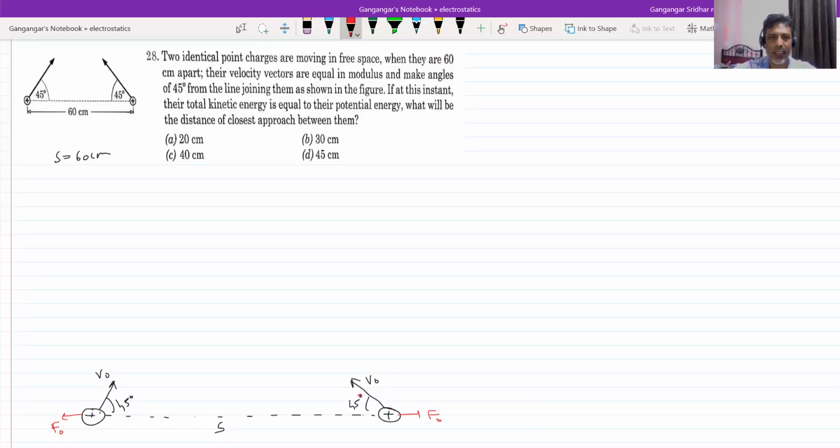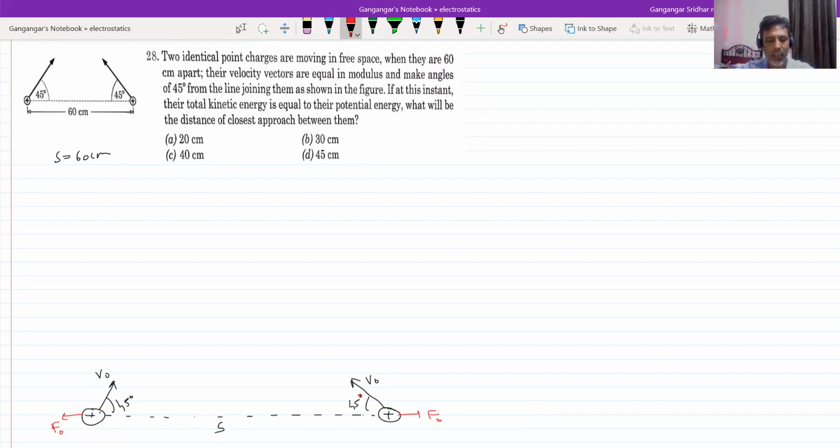Basic necessity. If at this instant the total kinetic energy is equal to their potential, how much kinetic energy of the system is there, that is what the electrostatic interaction potential is. How will the path of the particle be? First of all, we should try to predict the path.